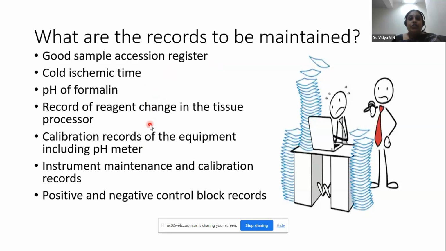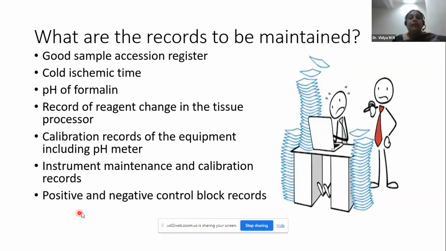A record of reagent change in your tissue processor should be maintained. Then the calibration records of the pH meter, that will be mainly for your manual procedures, and also your instrument maintenance and calibration records. So here preventive maintenance is something that you need to do when you have your automated platforms, and you need to keep assessing your controls day on day, and also have IHC audits. Otherwise you are going to be in trouble on this.